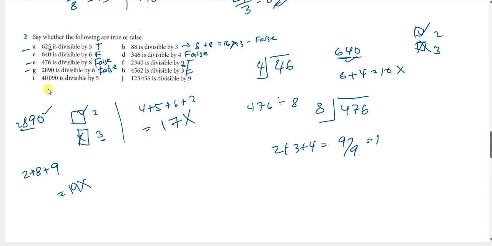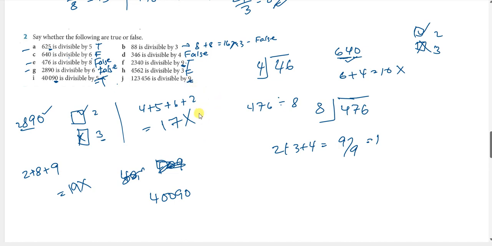Next statement, 40090. Is it divisible by 5 or not? Yes, it is, because the number ends with a 0, so it's true. Okay, part J, 123456, is it divisible by 9 or not?